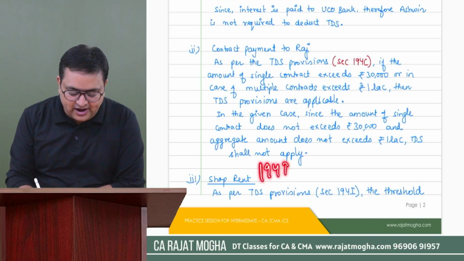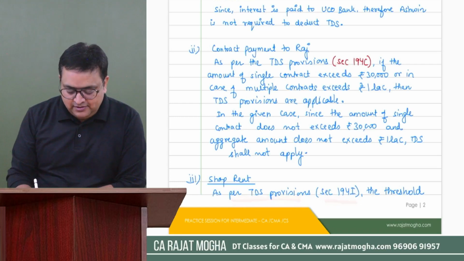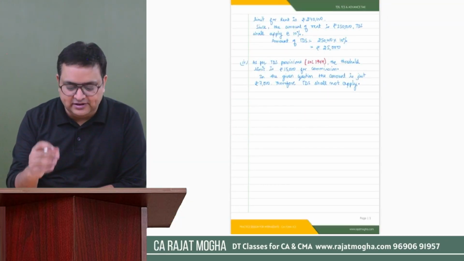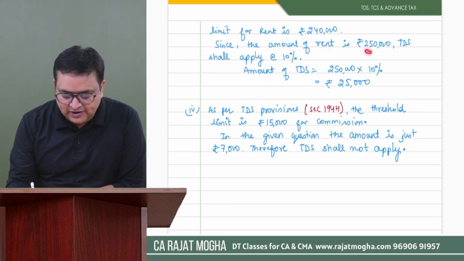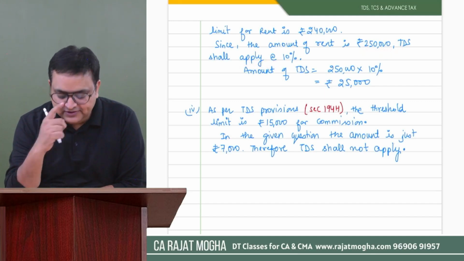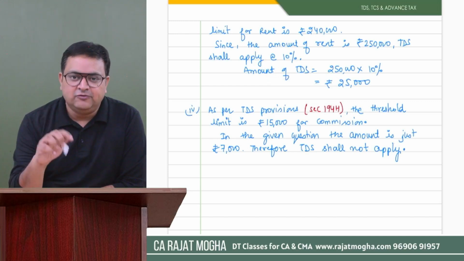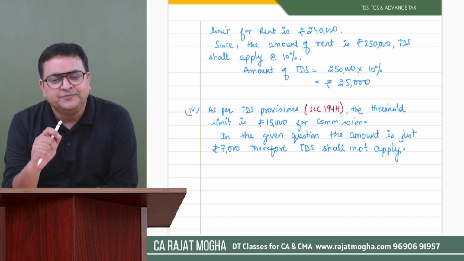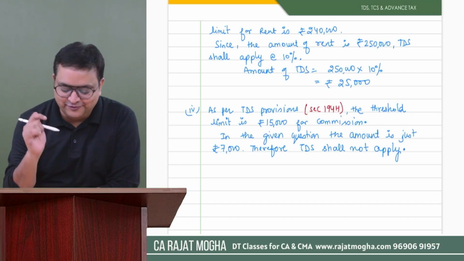Okay. Third one, shop rent. Okay, 194I. As per the TDS provision, again, this is optional. As per the TDS provision, the threshold limit for 194I is how much? 2,40,000 rupees. And here the amount is exceeding 2,40,000, it is 2,50,000. So therefore, we will apply TDS at a rate of 10%. And also calculate how much would be the amount of TDS now. So it would be 2,50,000 into 10%. That will be 25,000 of TDS we would be deducting, right? Not we, Ashwin would be deducting.